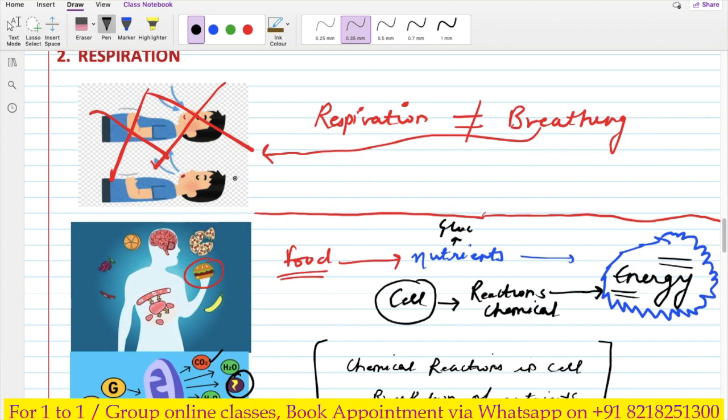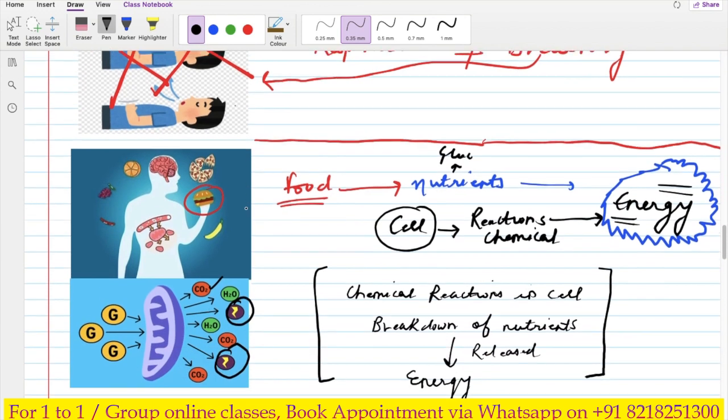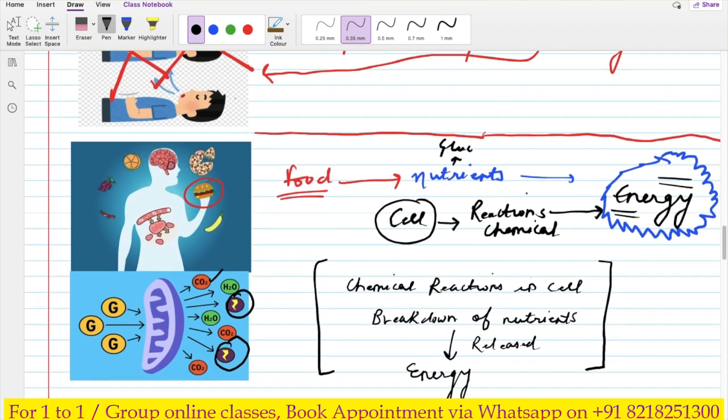Just remember that breathing is a part of respiration. How? Because by breathing you take in the vital gas oxygen, and that oxygen is useful when you break down the nutrients to release the energy. Oxygen is required, right? So breathing is not respiration. Breathing is just breathing, and respiration is the release of energy. I hope that makes sense.